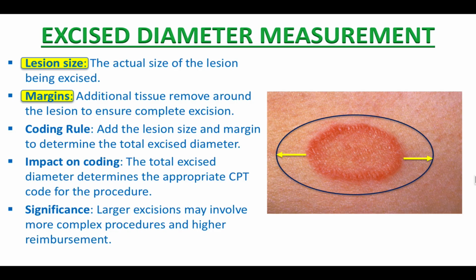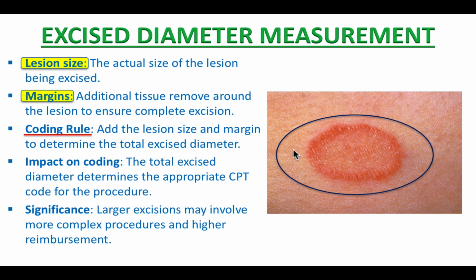Now, here's the coding rule. To determine the total excised diameter, you add the lesion size and the margin together. This combined measurement is critical for accurate coding.